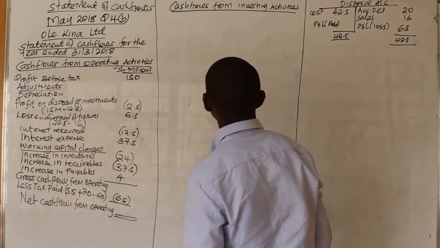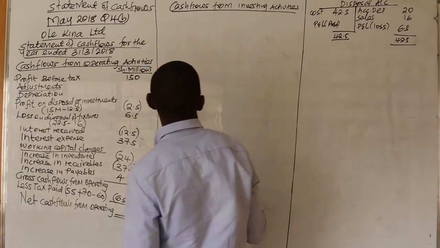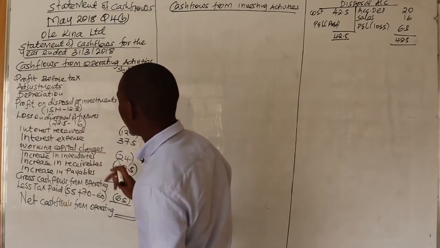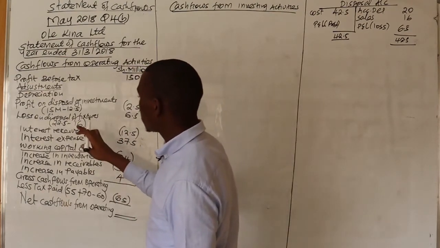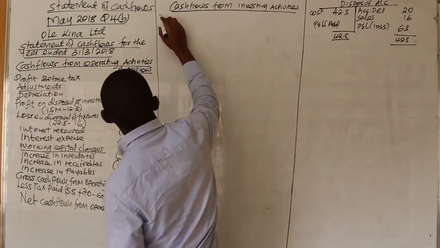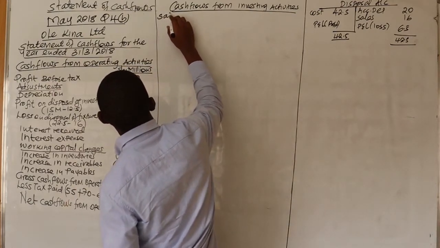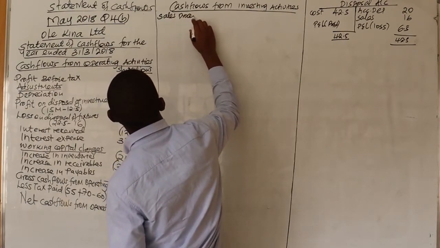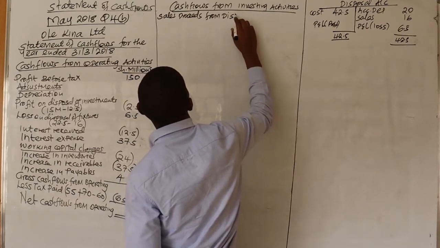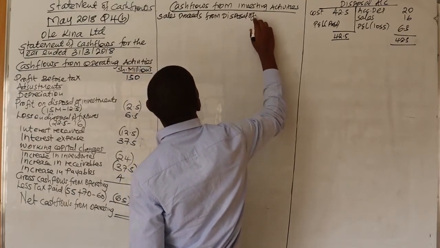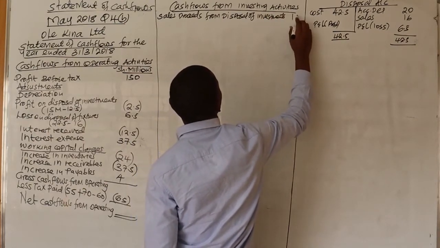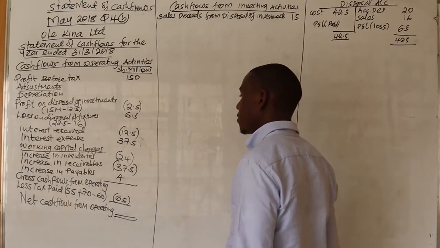Now, cash flows from investing activities will have, for example, this disposal of investment. So it was disposed of for 15 million. So the disposal proceeds, that is the sales proceeds from disposal of the investment, which was 15. We have to put it there.